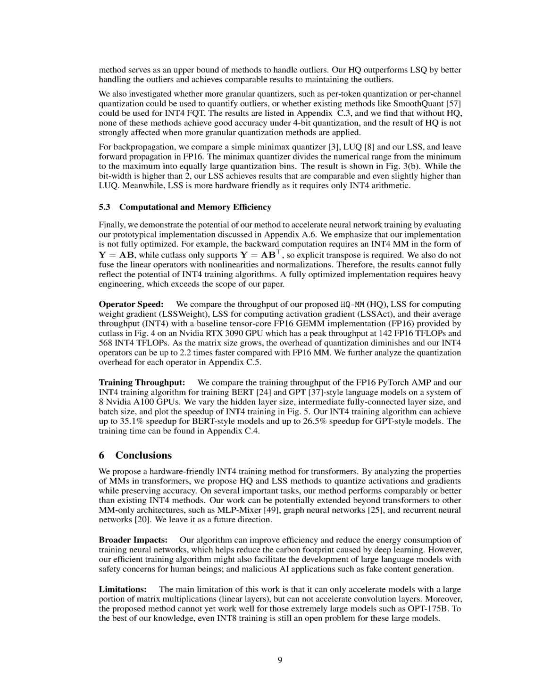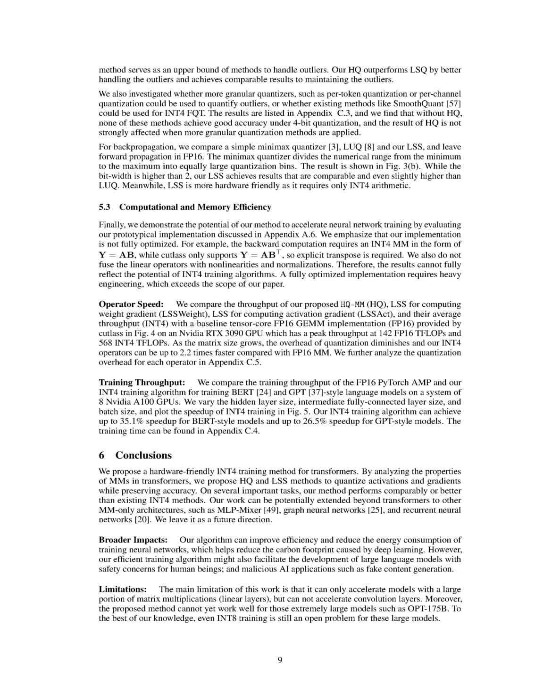Further, we explored whether more granular quantizers could be used to quantify outliers. We tested per token and per channel quantization and also existing methods like SmoothQuant for INT4 FQT. We found that without HQ, none of these techniques achieved good accuracy under 4-bit quantization. However, the result of HQ is not strongly influenced when more granular quantization methods are applied.